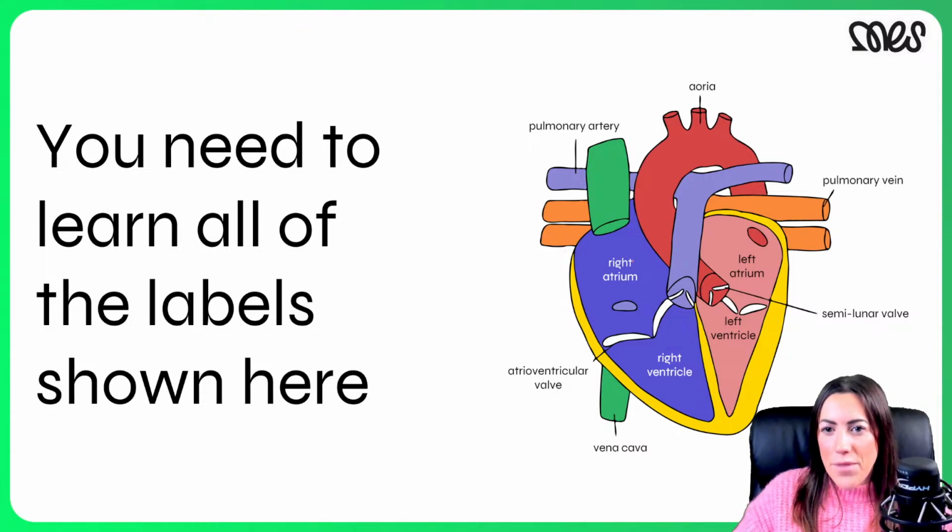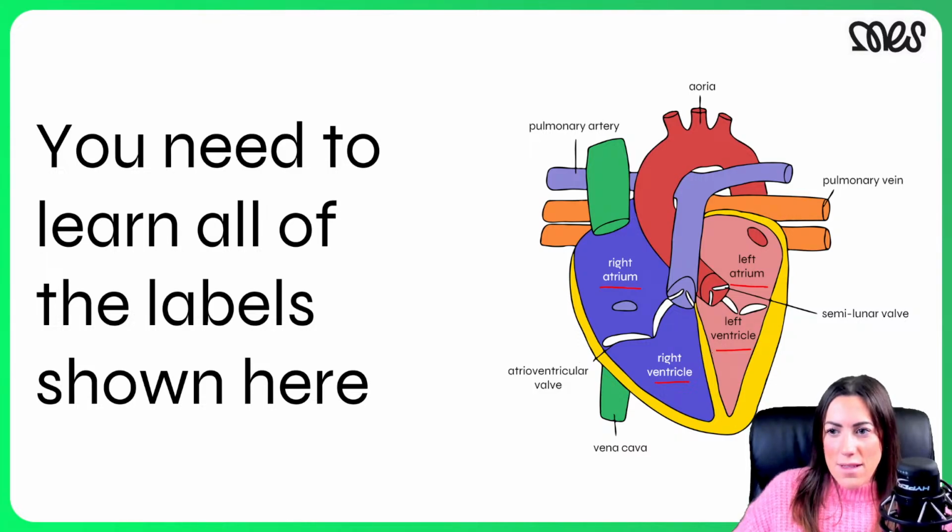But let's go through it, okay? So we've got the right atrium, which is obviously the right side of the heart, but it's the top chamber on the right-hand side. We've then got the right ventricle, right side of the heart, but it's the lower chamber. Onto the left side, we've got the left atrium, which is the top left chamber, and the left ventricle, which is the bottom left chamber. So that's the basics, those four chambers, okay, which looking at all the pluses in the chat, I can see you're confident with, which is good.